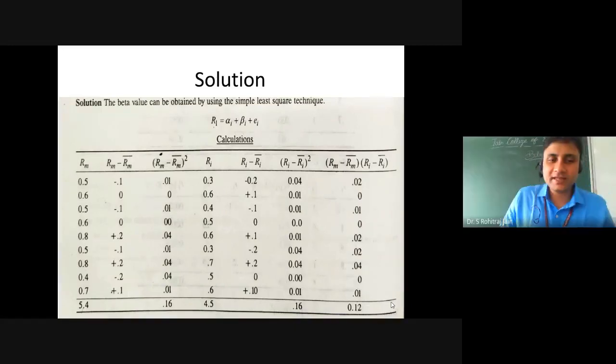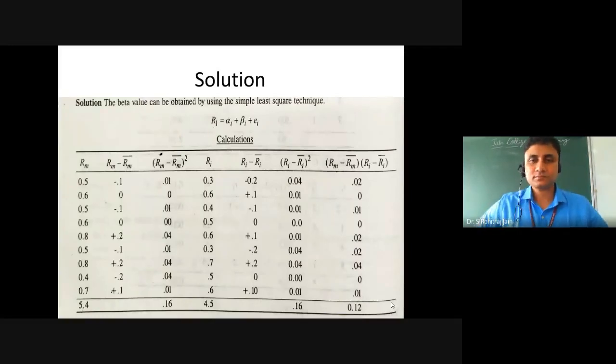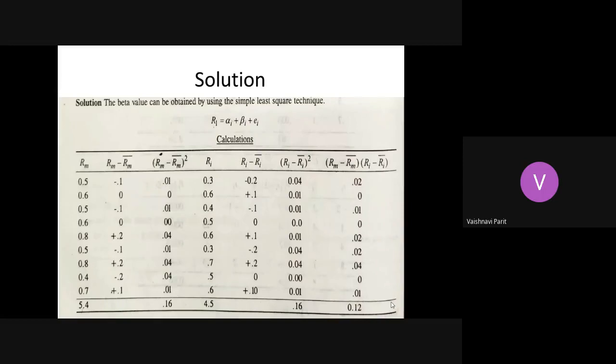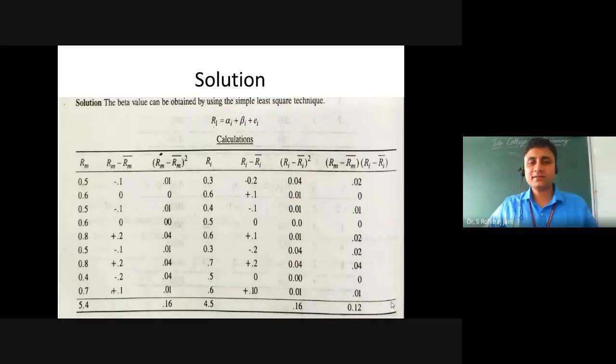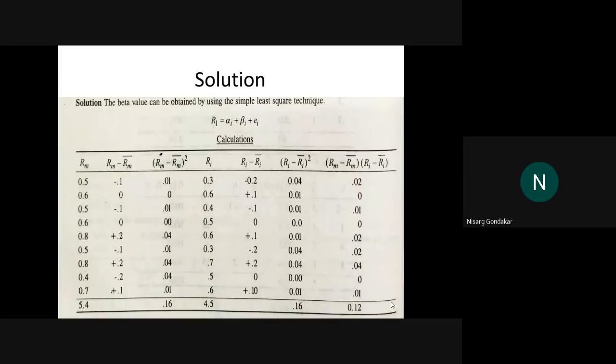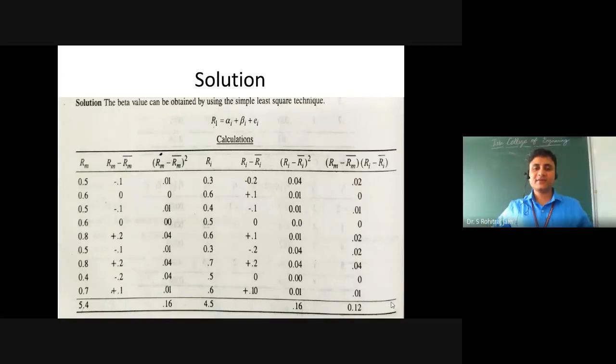Any other student? What is RM bar here? It is very simple. It is there in front of me. So RM bar value, 0.6. How did you get it? 5.4 divided by 9, sir. Fantastic. Please understand, students. RM bar is how much? The summation of RM divided by N. That is 5.4 divided by 9. I got the value to be equal to 0.6.